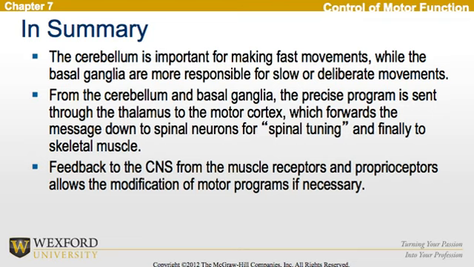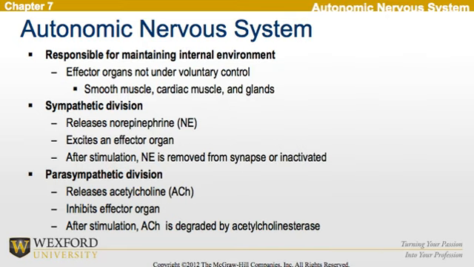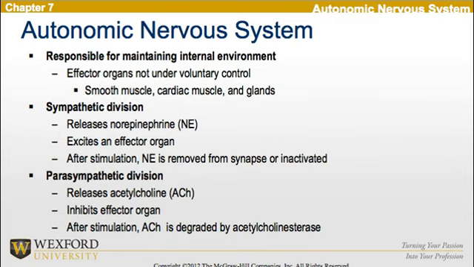Now to discuss the autonomic nervous system, we see that it's responsible for maintaining the internal environment. Its effector organs are not under voluntary control, such as smooth muscle, cardiac muscle, and glands. Within the autonomic nervous system, there's a sympathetic division which releases norepinephrine. It excites an effector organ, and after stimulation, the norepinephrine is removed from the synapse or inactivated. There is also a parasympathetic division which releases acetylcholine. This inhibits effector organs. After stimulation, the acetylcholine is degraded by acetylcholinesterase.